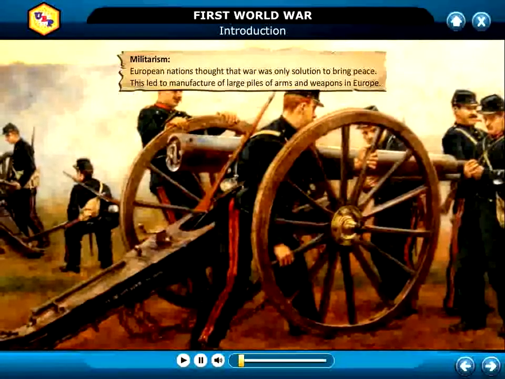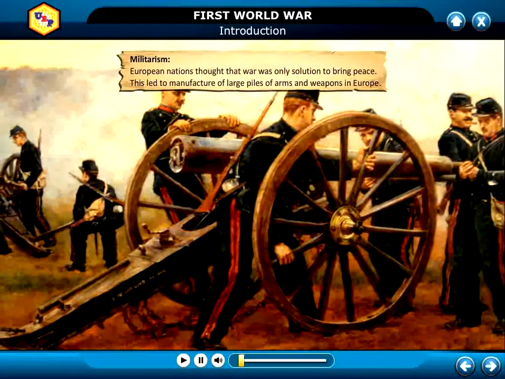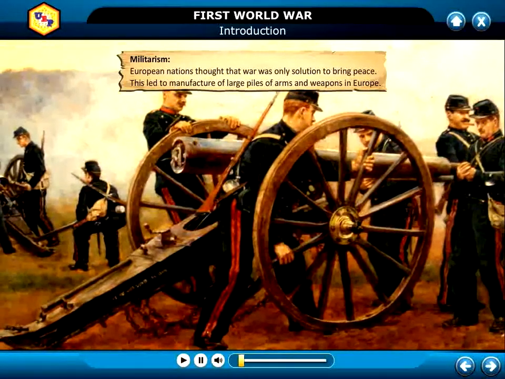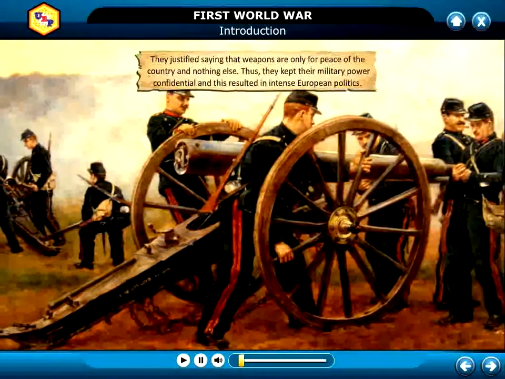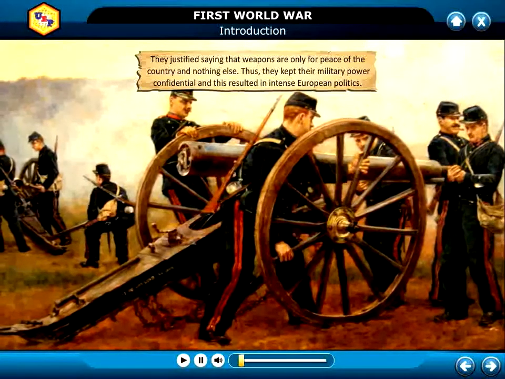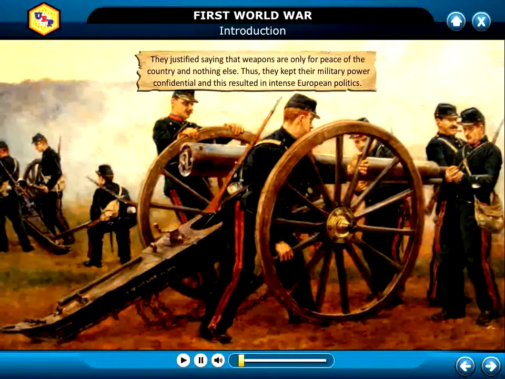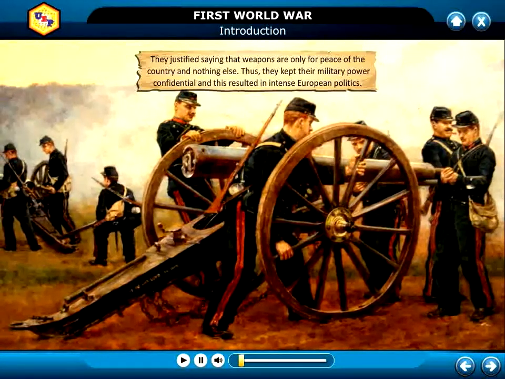Militarism. European nations thought that war was the only solution to bring peace. This led to the manufacture of large piles of arms and weapons in Europe. They justified it by saying that weapons are only for the peace of the country and nothing else. Thus, they kept their military power confidential, and this resulted in intense European politics.